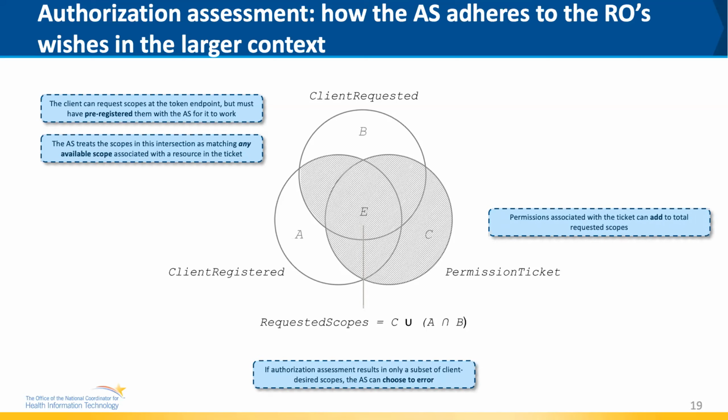And finally, if authorization assessment results in only a subset of what the client was looking for, it can actually choose to error. And that's just clarifying what the authorization server's authority over such business rules is. And that's because of clarifying that quote that I just gave you from the OAuth standard.